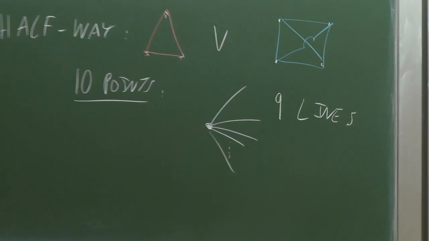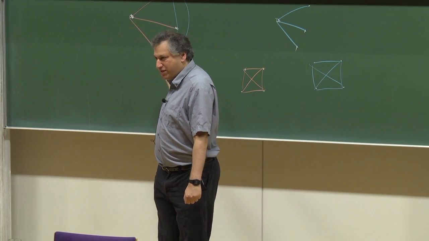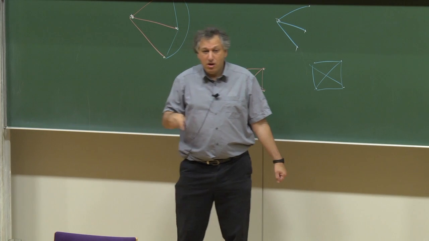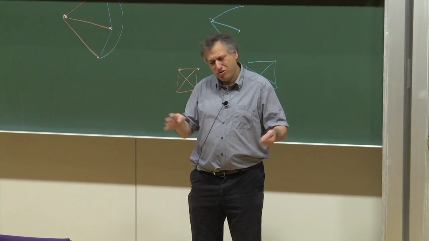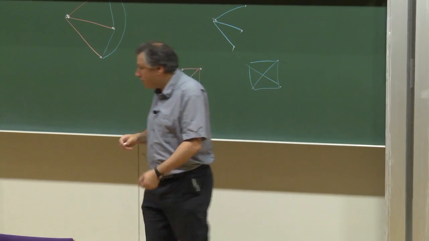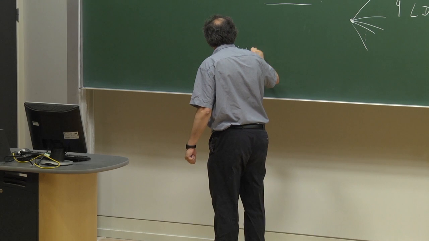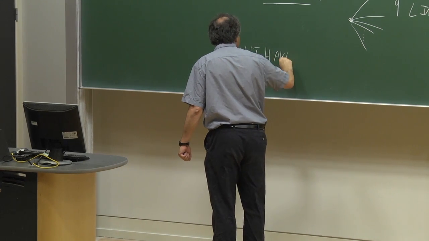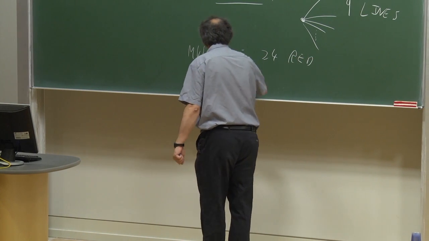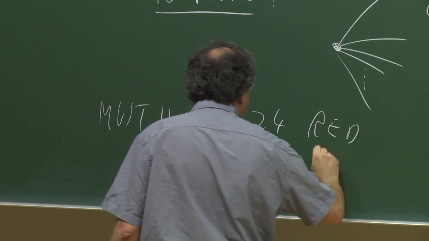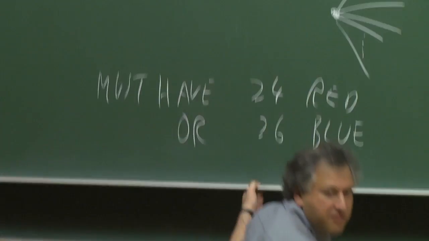Now, those lines have certain colours. Before, in the previous case, we said we have 5 lines, so we have at least 3 of one colour, didn't we? Because otherwise, 2 and 2 is less than 5. Here I want to say we must have at least 4 red or at least 6 blue. That is correct, isn't it?